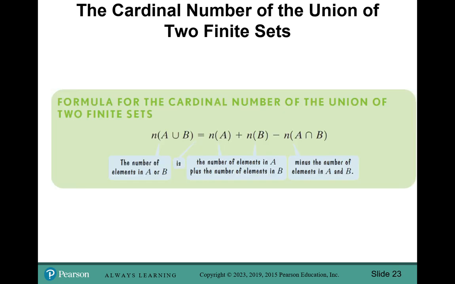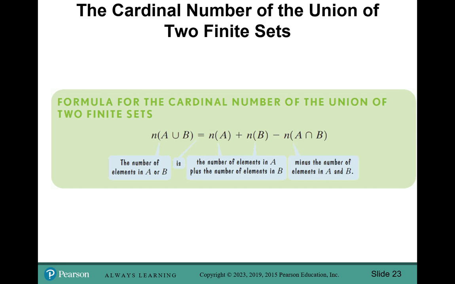Now, if we look at the cardinal number of the union of two finite sets, the formula is: the cardinal number of A union B equals the cardinal number of A plus the cardinal number of B minus the cardinal number of A intersection B. So the number of elements in A or B is the number of elements in A plus the number of elements in B minus the number of elements in A and B. And we have to subtract out that intersection because technically it's added twice.